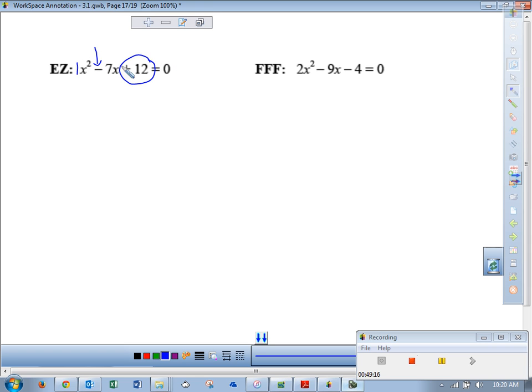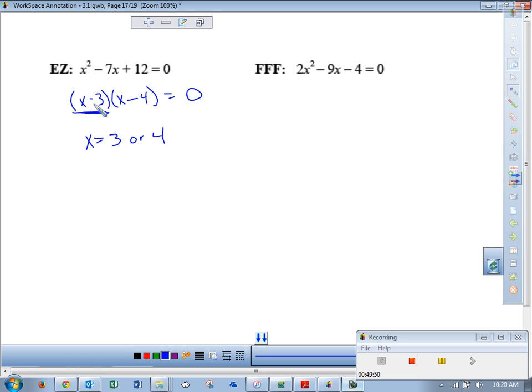2 positive numbers cannot add up to be negative 7, correct? So it has to be 2 negative numbers. What are 2 negative numbers that multiply together to be 12 and add together to be negative 7? Negative 3, negative 4. Doesn't matter what order they go in. Simply factored into those 2 quantities. That's why it's called easily factorable, because you don't have to go through that whole mess of splitting it up and factoring it by grouping. Solve for x. X could equal 3 or 4.